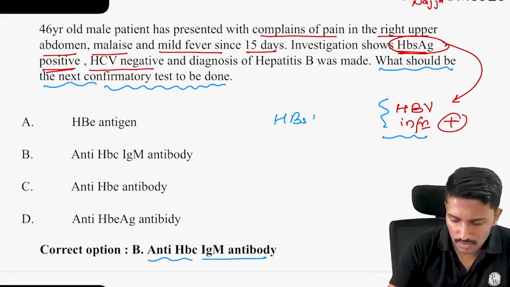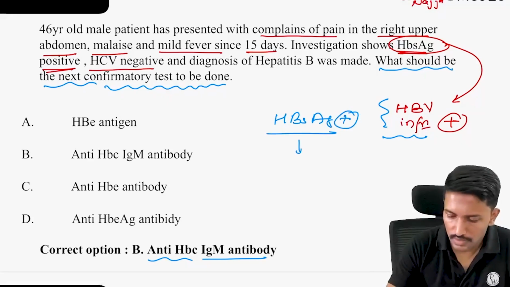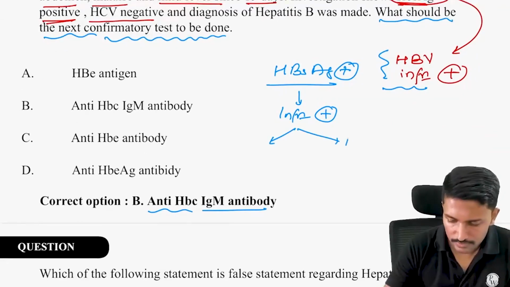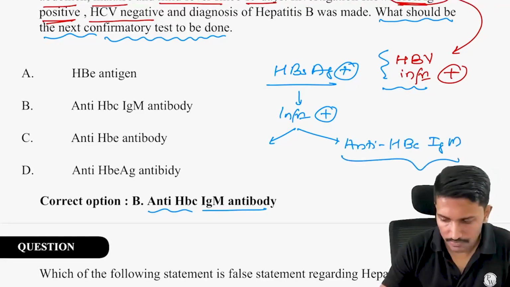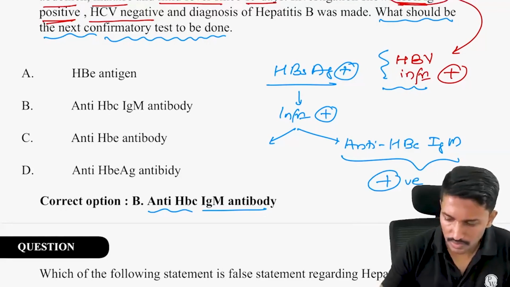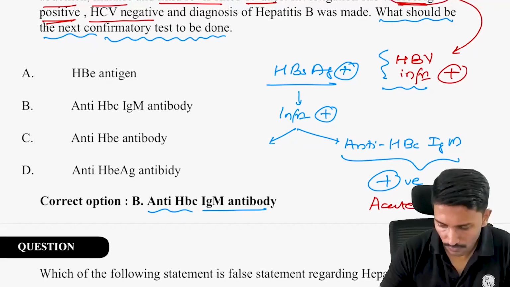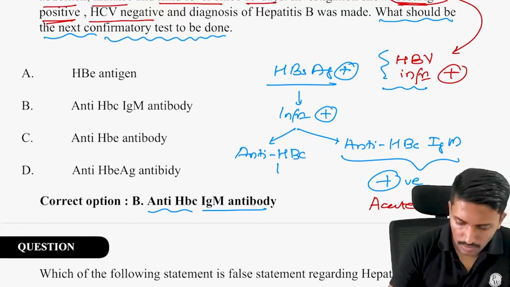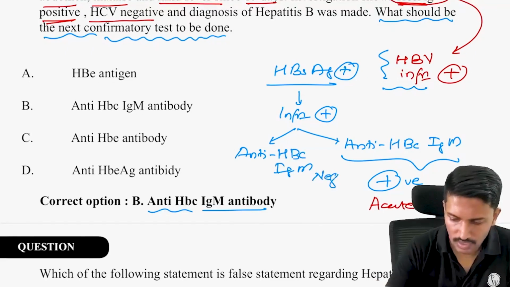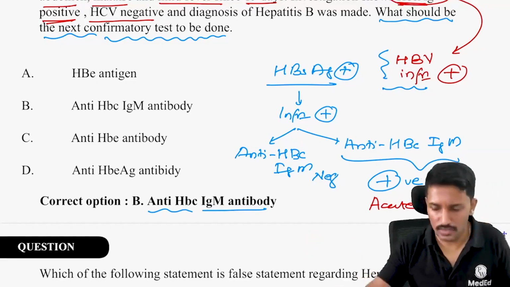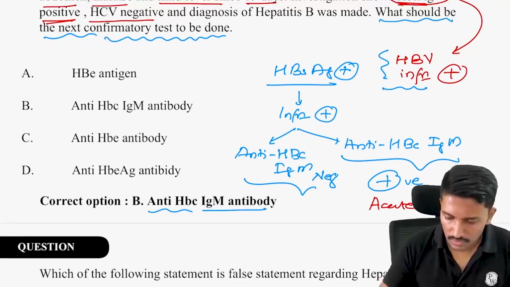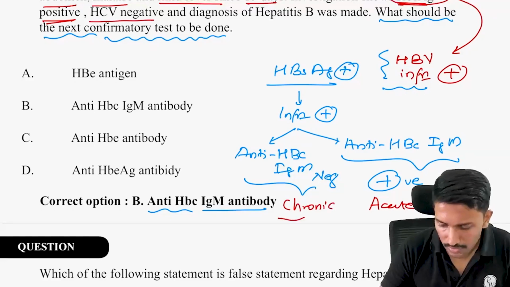So if HBsAg is positive, that means there is infection present, right? And then I will be looking at the anti-HBC IgM. If that is positive, that means it is a classical case of acute infection. Now, if anti-HBC IgM is negative, it doesn't matter what is happening with IgG. If HBsAg is positive and anti-HBC IgM is negative, we are dealing with a chronic infection. This was not acquired in recent time.